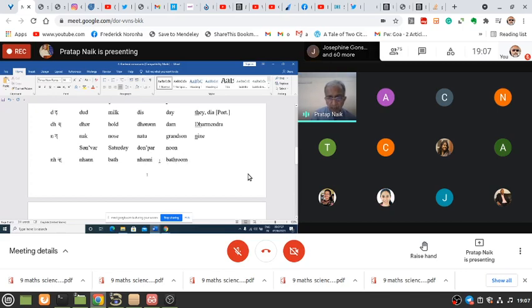In Konkani, nani means bathroom, because in English there are different names, like washroom. But here this nani refers to where you go and bathe yourself. Nothing else is done there. That is called nani.